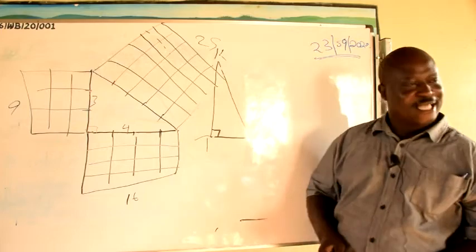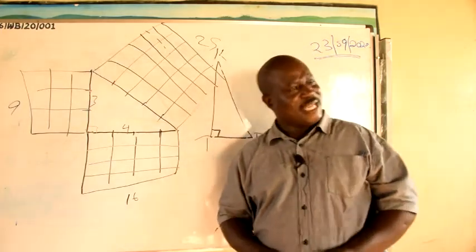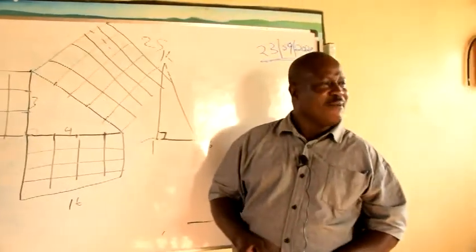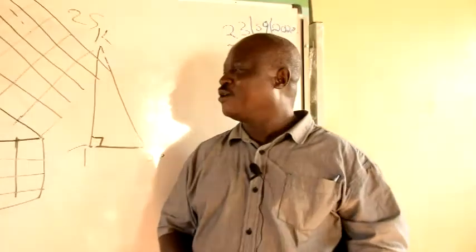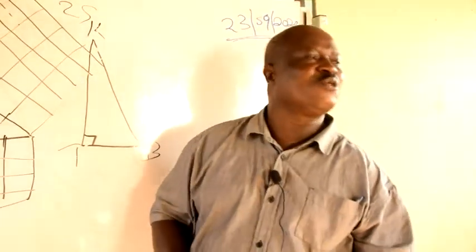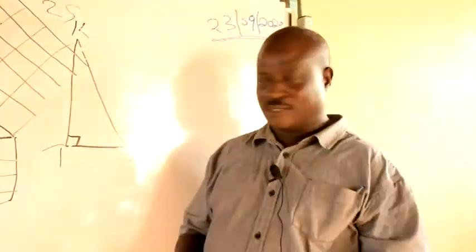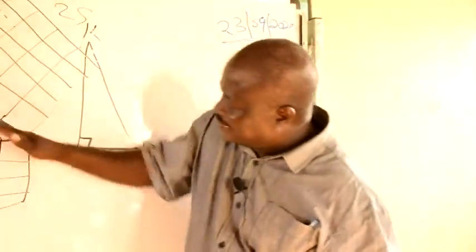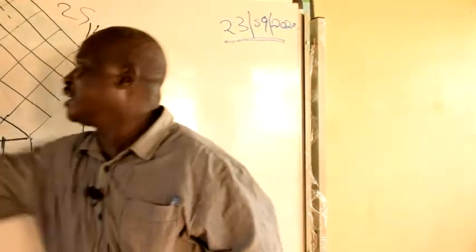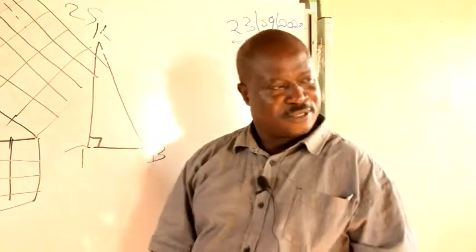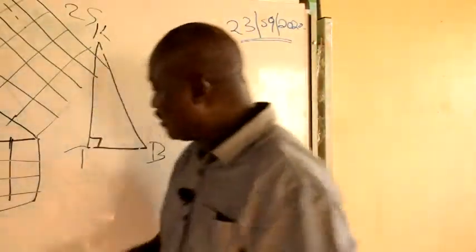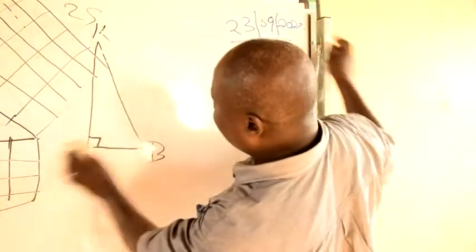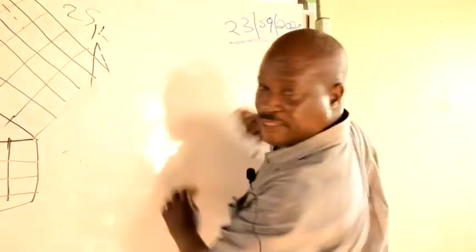Pythagoras theorem says that in any right angle triangle, the sum of squares of the two shorter sides is equal to the square of the hypotenuse. The square on this side plus the square on this side is equal to the square on the hypotenuse. That is a theorem which these days we don't want to call a theory, because it's working. You see, it's not a theory.